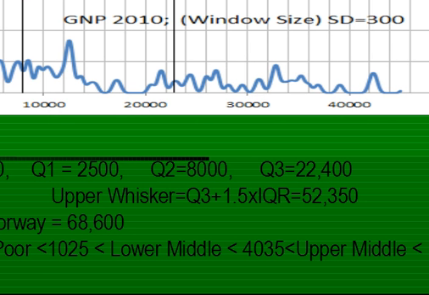In this picture we want to show the relationship between the density estimate and the box plot. Here we have chosen the same data set, the GNP data set that we have been looking at in the past two slides. The window size has been set at 300. This is a relatively small window size which makes the graph fairly jagged, but it's not the smallest window size, as you have seen even smaller window sizes.